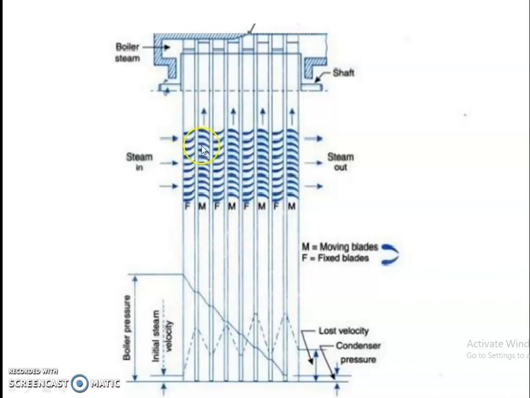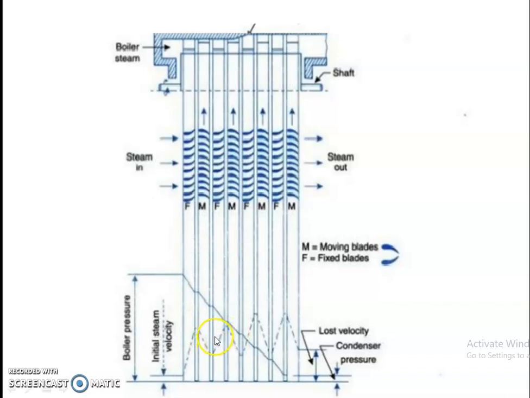From the blade is acting on the nozzle shape. The blade also is for the nozzle shape. But in that, initially steam enters from the fixed blade, the velocity will be increasing, but again the steam goes to the moving blade, the velocity will decrease.